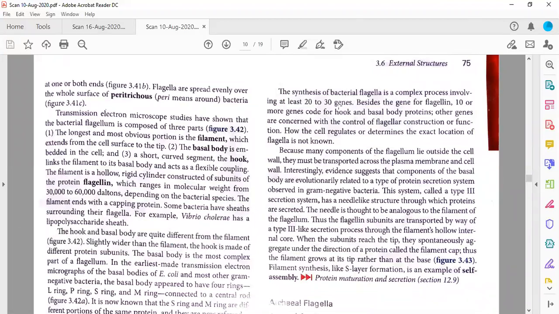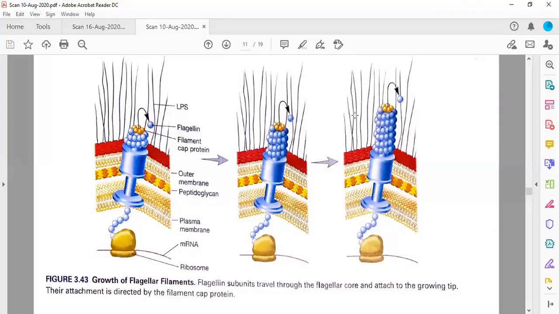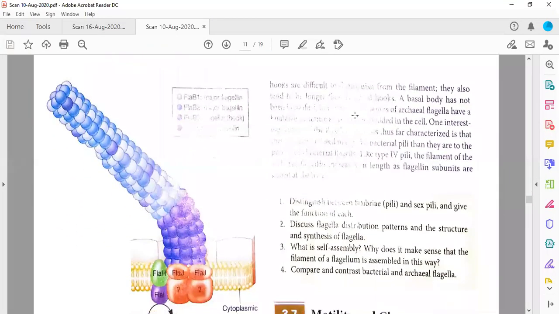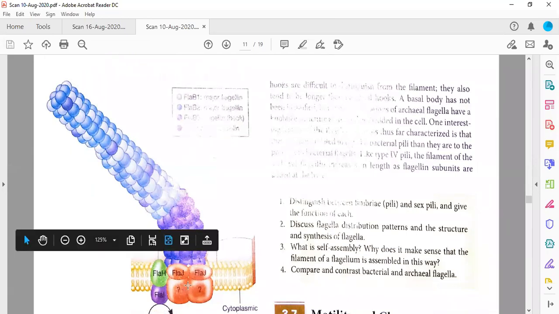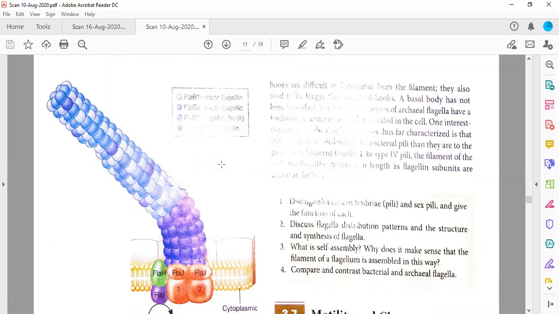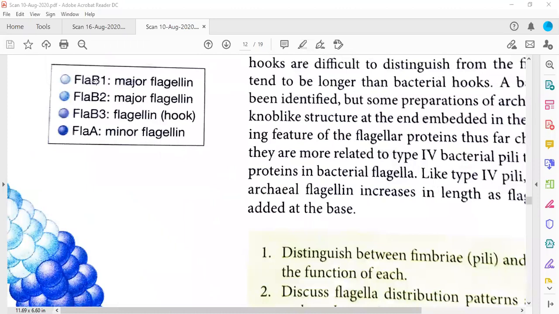Now, this flagellin protein, because there are different types of flagellin, we have seen flagellin F, G, and N, and also there are different proteins, as you can see from this particular diagram. I will show you one more diagram. There are two important things you need to note. First of all, this is the filament, this is hook, and there is a basal body which is embedded in the cell. There are different types of proteins: flagellin B1, which is a major flagellin, flagellin B2, and others which are not shown in this diagram. So flagellin B1, B2, B3, and flagellin A.